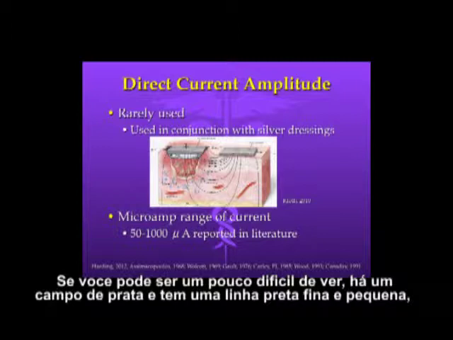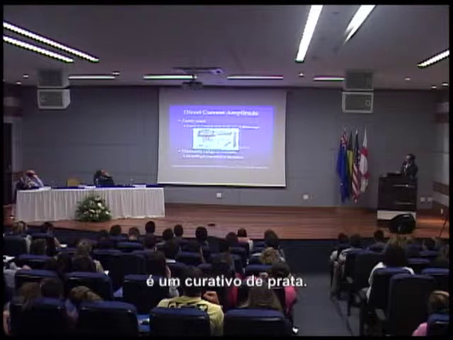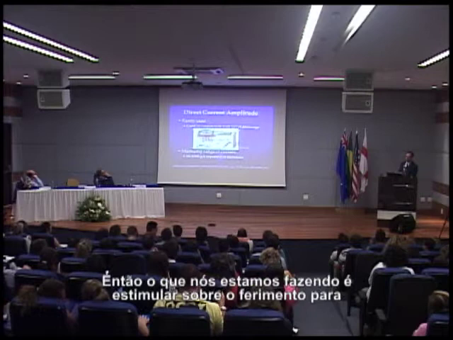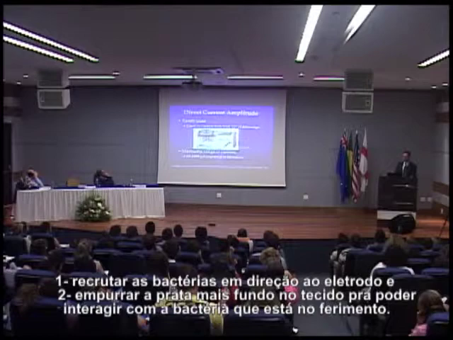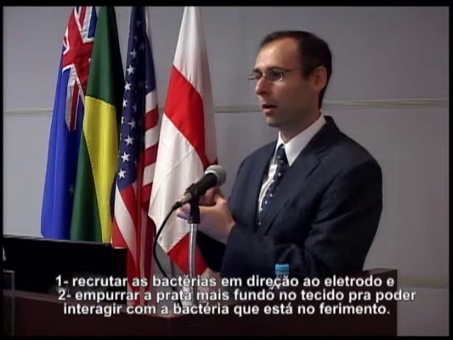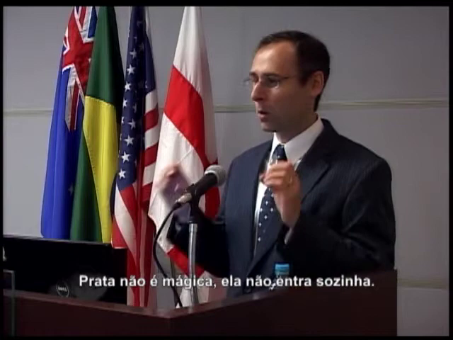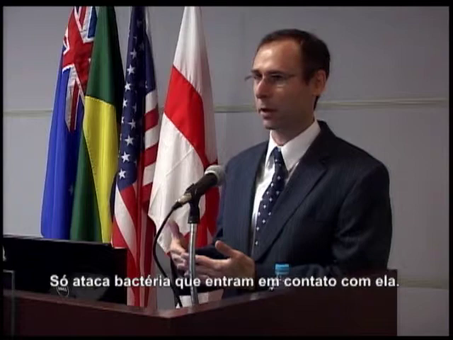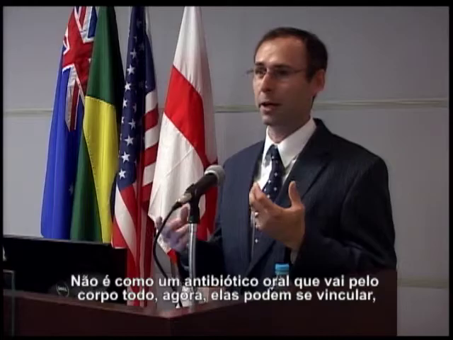It might be a little hard to see there. That says silver lawn, and that small, thin black line is a silver dressing, and then you have your conductive gel over the top of it. Okay. So what we're doing is stimulating over the wound to, one, recruit those bacteria towards that electrode, and two, push the silver deeper into the tissue so it can interact with the bacteria that's in that wound. Silver's not magic. It won't go in by itself. It will only attack bacteria that it can come in contact with. It's not like an oral antibiotic that's going through your whole body. Okay?